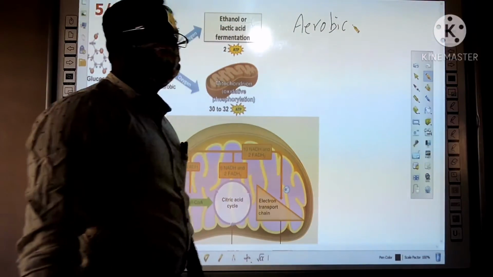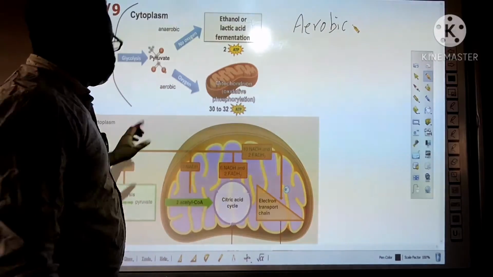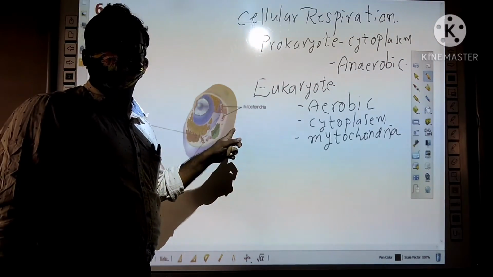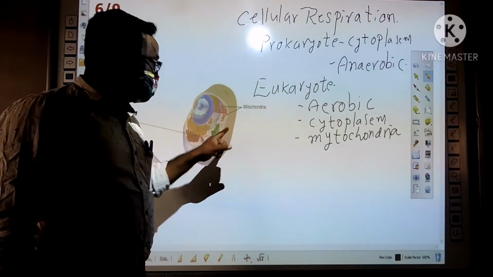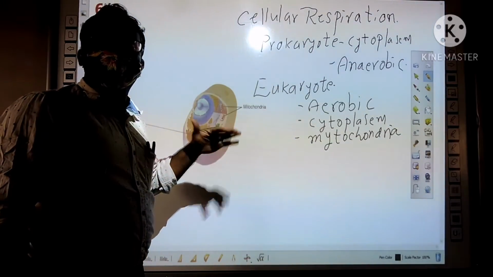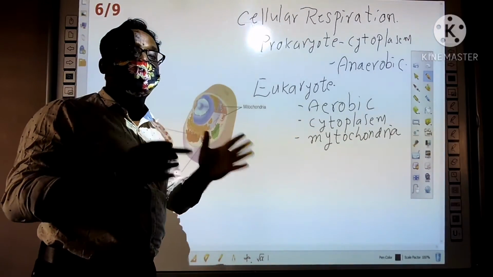So during aerobic respiration, first of all, glucose enters the cell. In the cytoplasm, the first stage begins. What happens is that the glucose breaks down into pyruvate molecules.